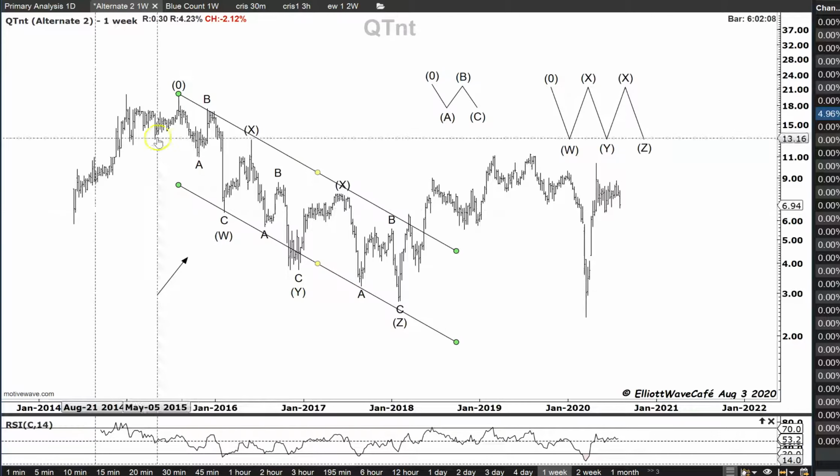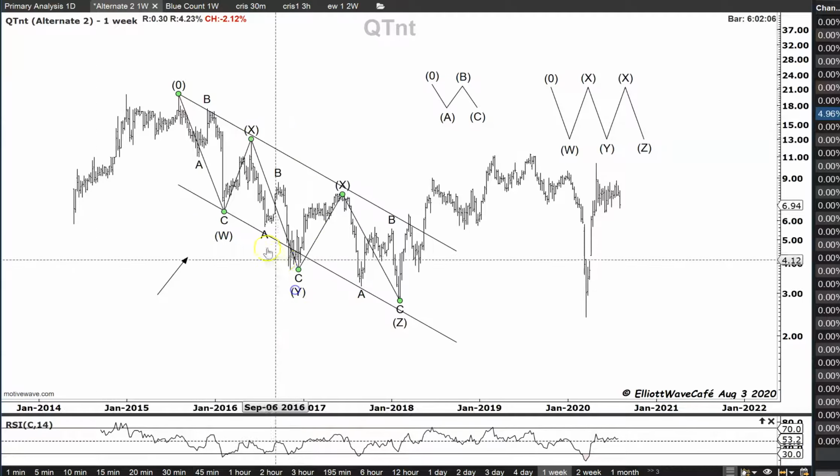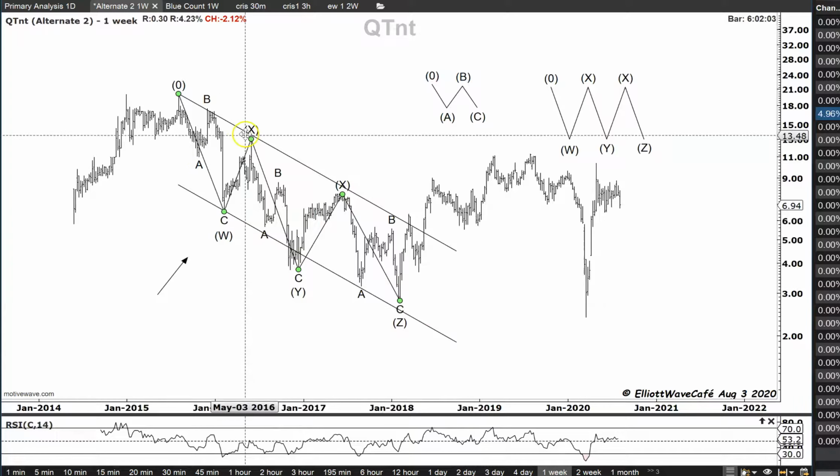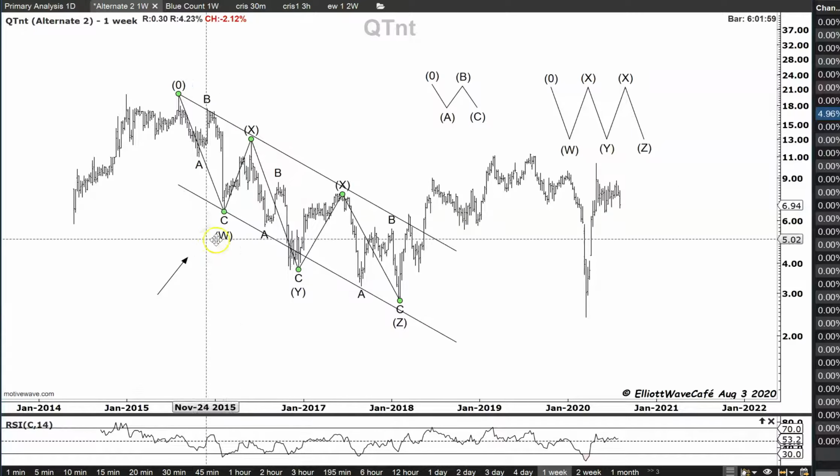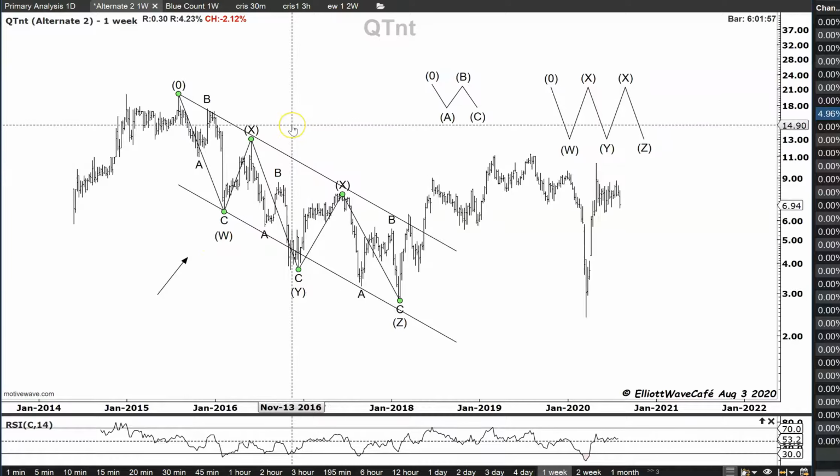So now that we established that we have a W, X, Y, X, and Z, let's see what are some of the relationships between the waves. So I'm going to measure wave Y compared with wave W, and we would like to see if we have equality.